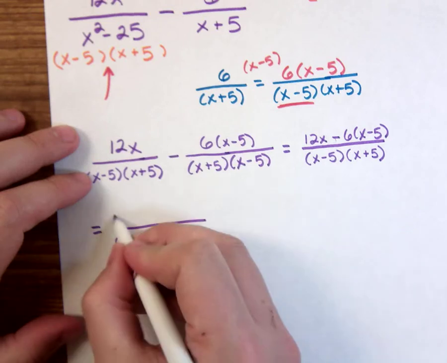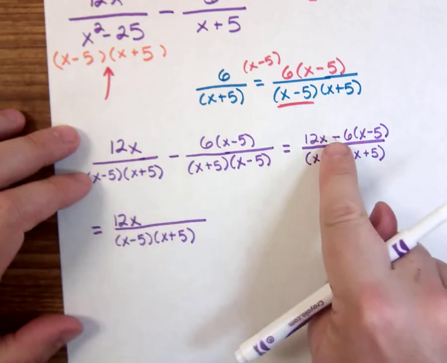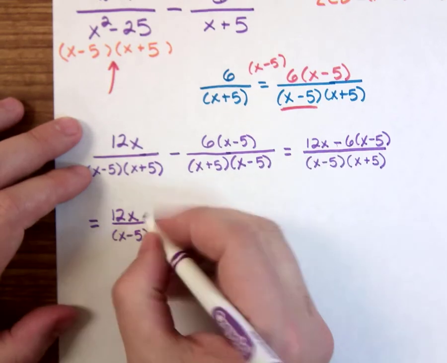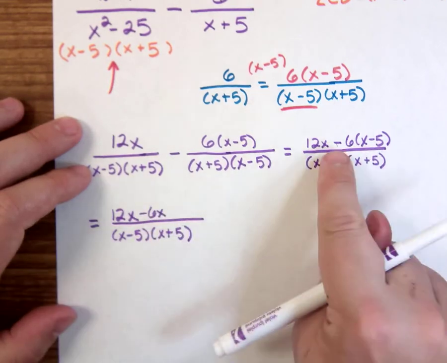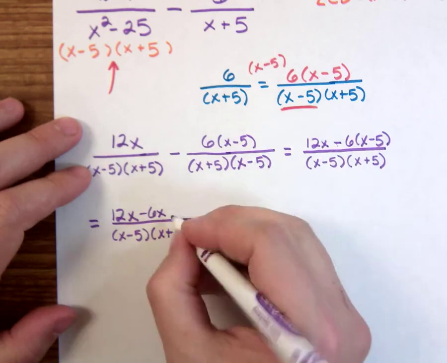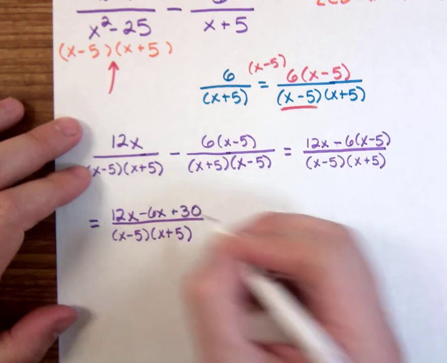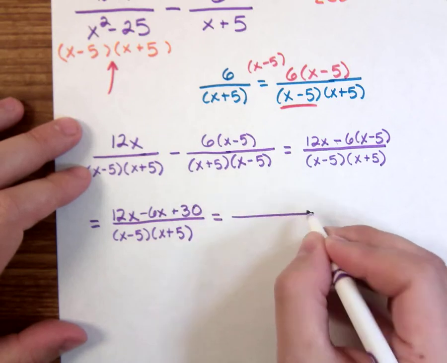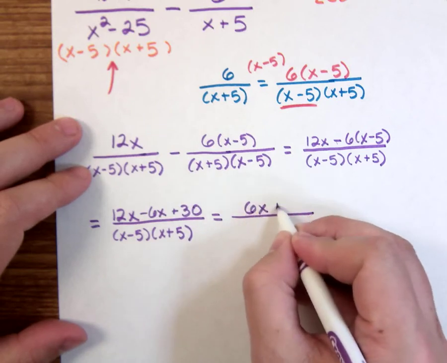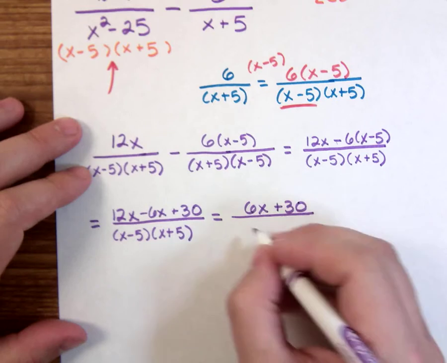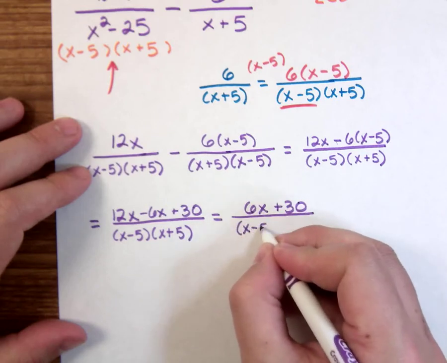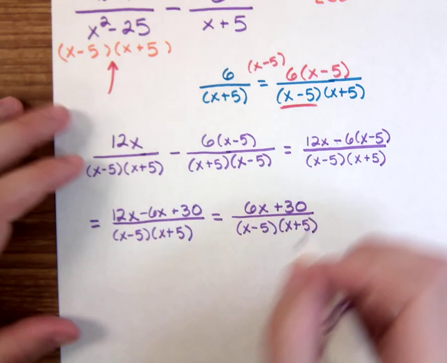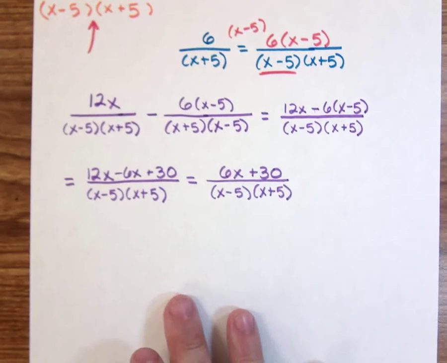In the numerator, I've got 12x, and then the negative 6 can be distributed. So minus 6x. And then minus 6 times minus 5 is positive 30. And when I combine those two things, I get 6x plus 30 on the top. And on the bottom, x minus 5, x plus 5.